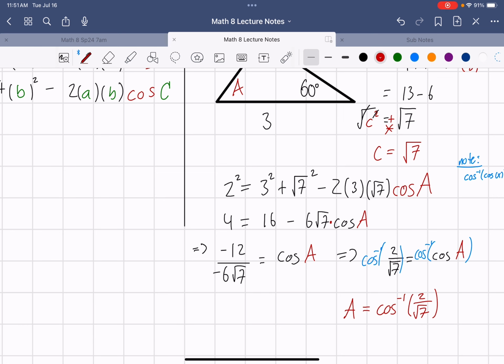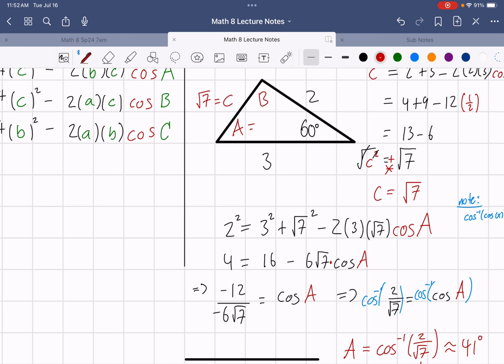Now, if you try to approximate 2 over square root of 7, this gives approximately 0.76. Hence, that is definitely in the domain, because remember, the range of cosine inverse is from 0 to pi. So this approximation will be 41 degrees. So A equals 41 degrees.